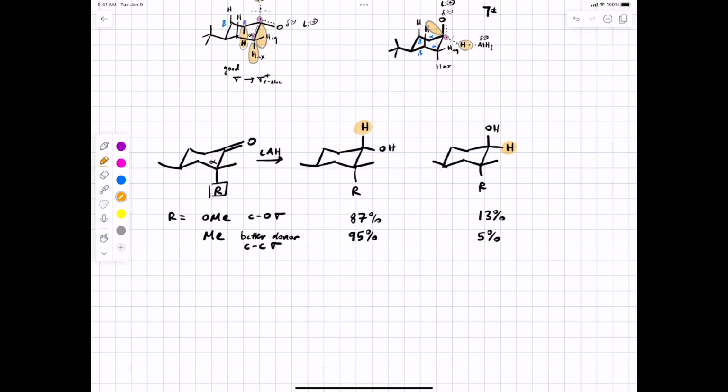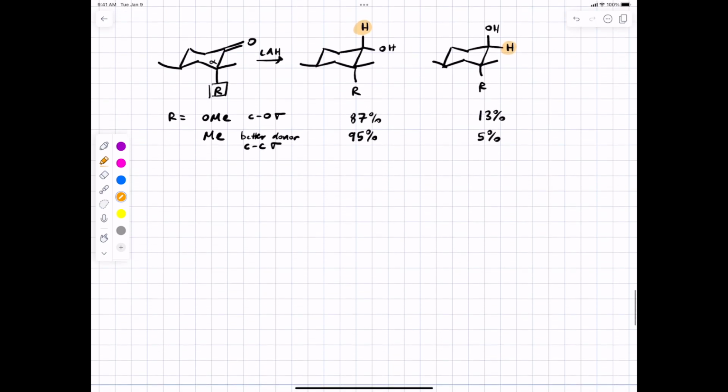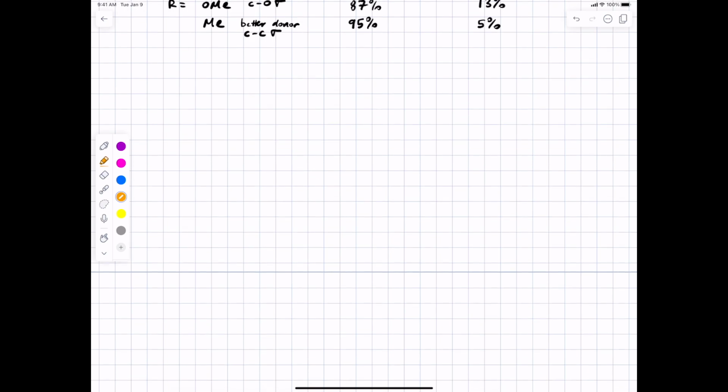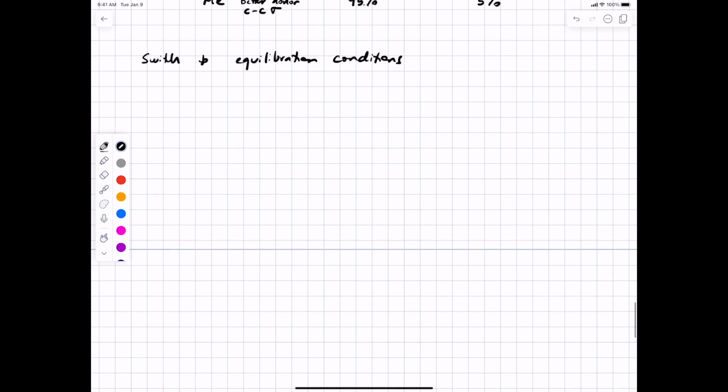All right. Lastly, and this is just kind of fun, if you switch to a set of conditions for hydride reduction of carbonyls, switch to equilibrating conditions, then you do not worry about transition states at all. The only thing that matters is product stability. So the following is called the, you don't want to know this, nor do I want to write it, but I'm going to write it anyway.